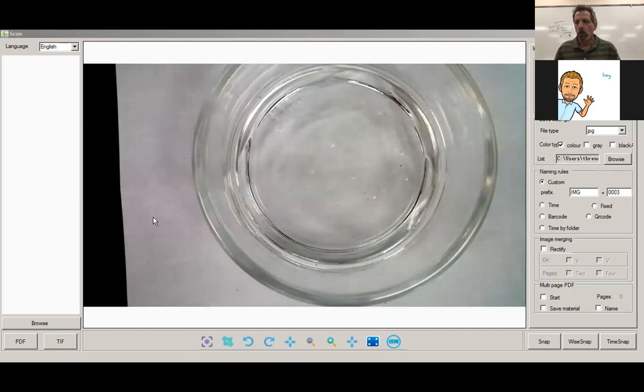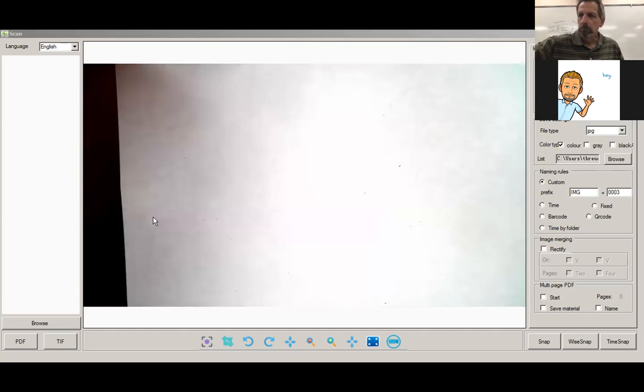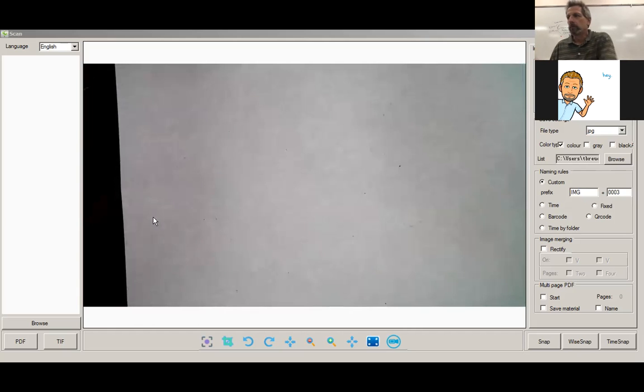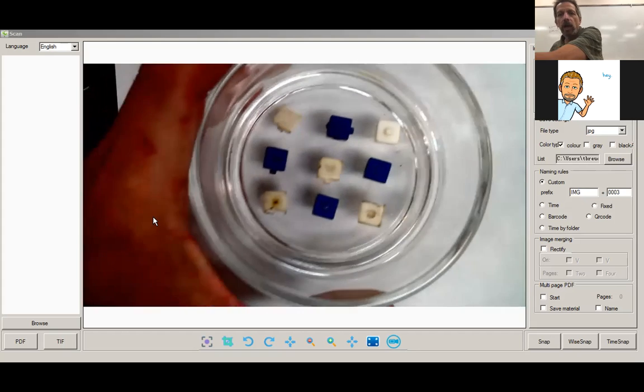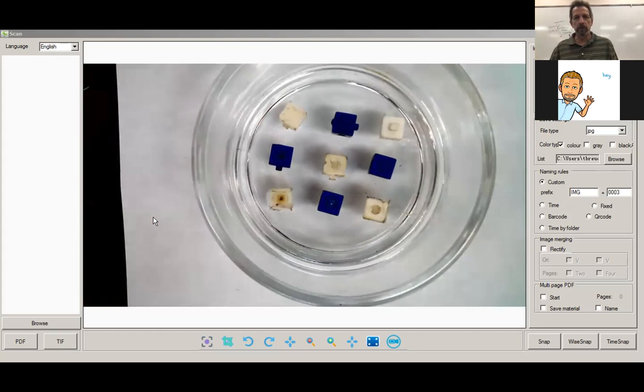So homogeneous mix versus heterogeneous mix, they have something in common. They're each made of multiple types of particles, right? This is two different types of atoms, right?